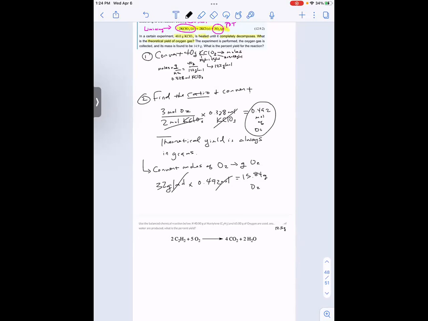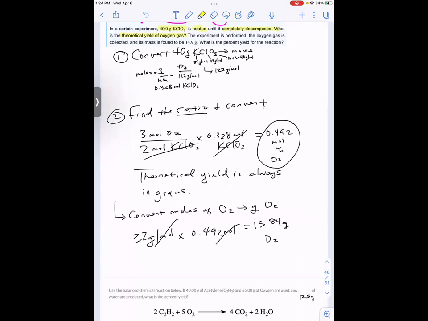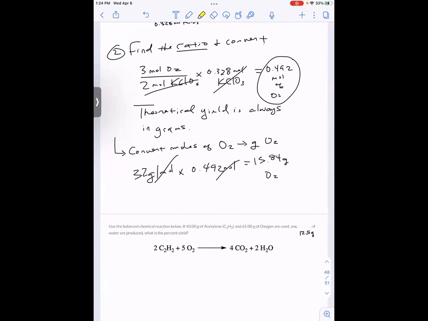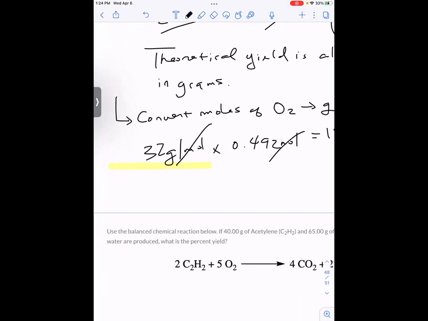The other part, it says in the question is this. It says oxygen gas is collected. The mass is found to be 14.9 grams. There are too many people in here. All right. So that 14.9 grams. Can you mute your mic, please? That 14.9 grams is what we call the actual yield. Okay. Can you mute your mic, please? All right, that's the actual yield.